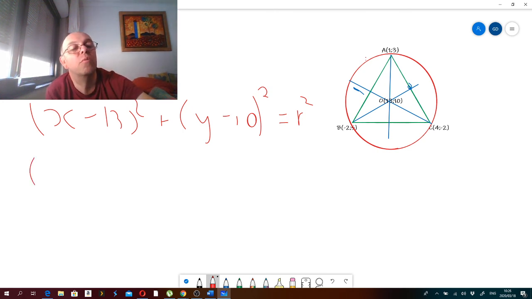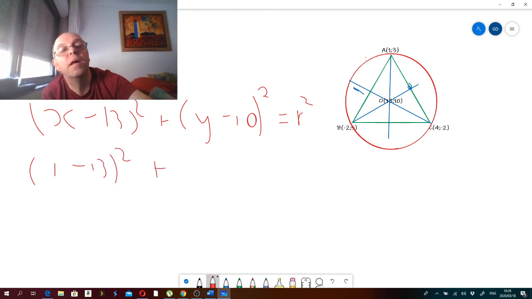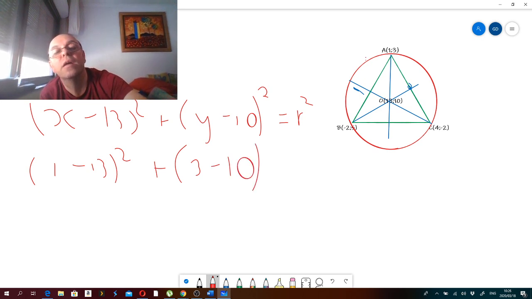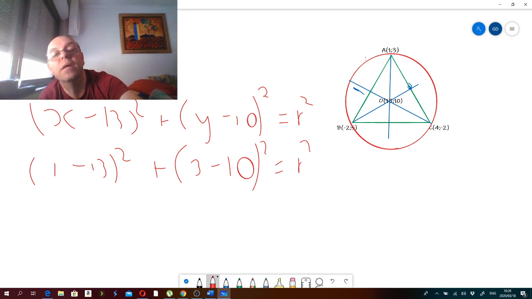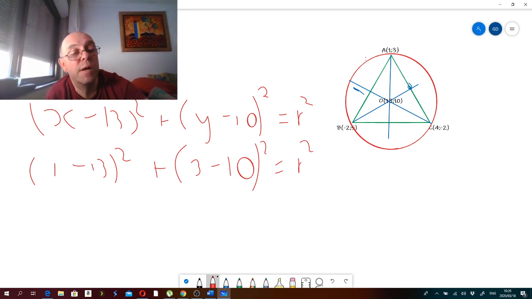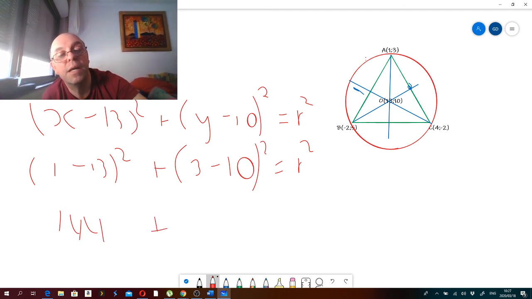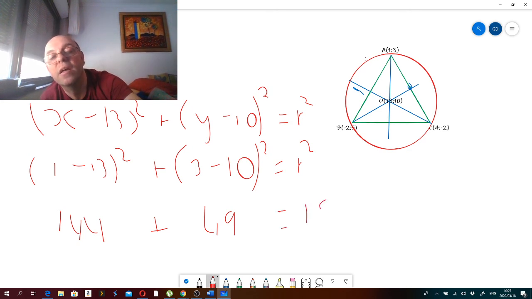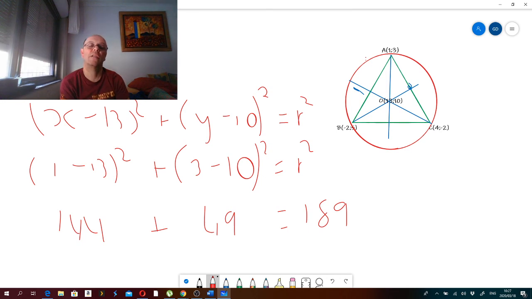Okay, so that means that 1 minus 13 all squared plus 3 minus 10 all squared is equal to r squared. Okay, well, 1 minus 13 we know is minus 12, so this is 144. And 3 minus 10 is minus 7, and that's 49. So we end up with 189. And what is the square root of 189? I actually think that's 17, if I'm not mistaken.